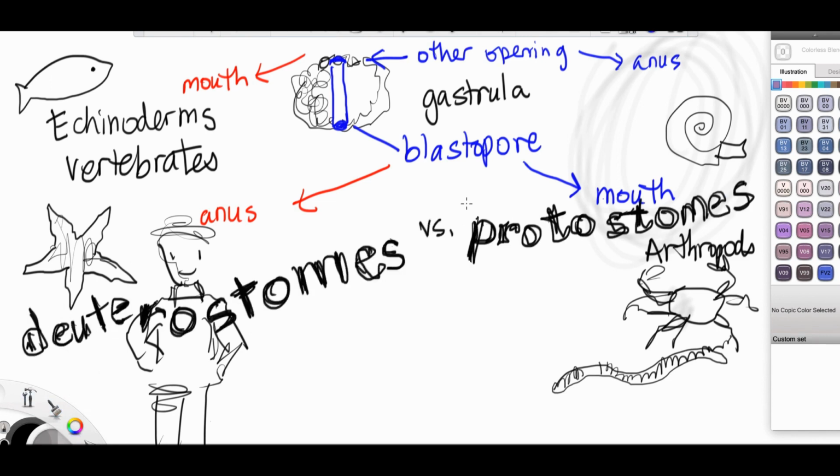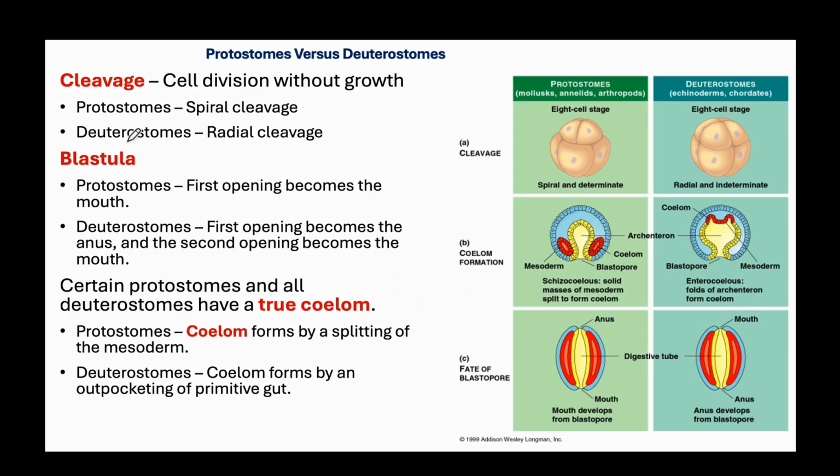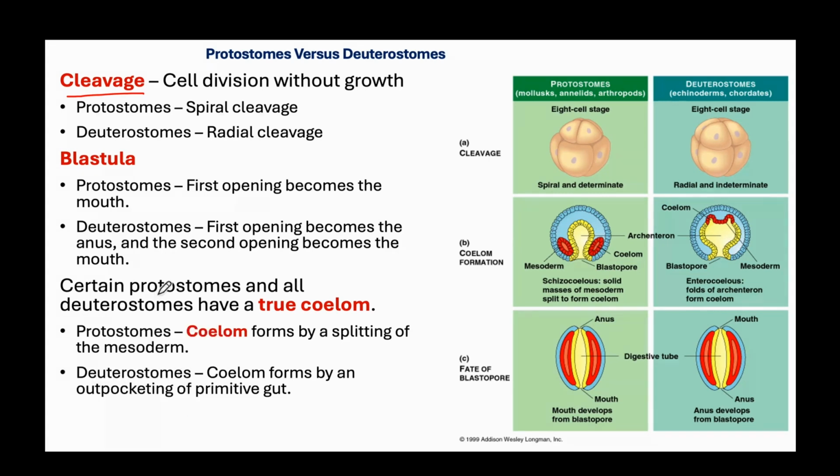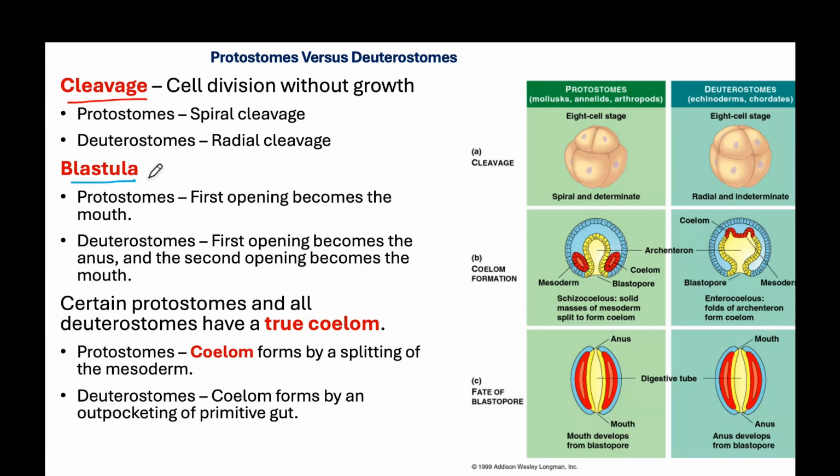Okay, so on my notes, the first thing that I would write is cleavage. So cleavage, let's do this in a different color, maybe blue. Cleavage is the cell division in a zygote that creates the blastula. The blastula is your hollow sphere of cells in embryonic development.